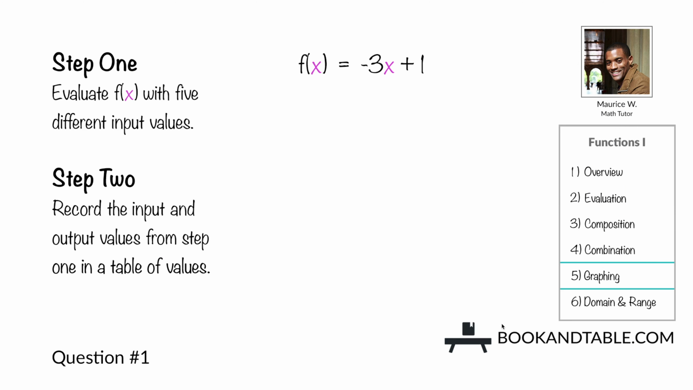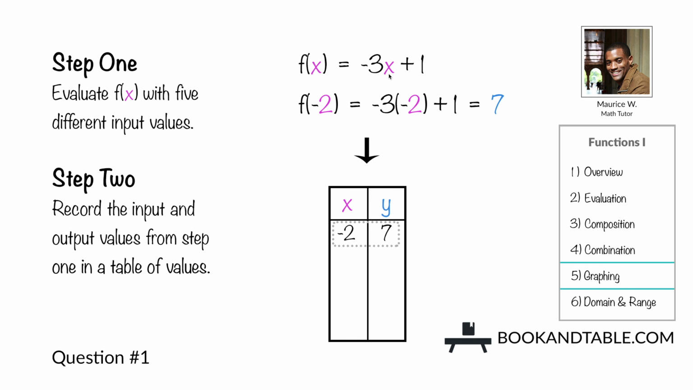Question number 1, step 1, evaluate f of x with 5 different input values. So we were given f of x is equal to -3x plus 1. So we are going to plug in -2, -1, 0, 1, and 2 for our x's and record the resulting y's. So f of -2 is equal to -3 times negative 2, which is 6, plus 1 would give us 7. So we want to record the input, negative 2, and the output value, positive 7, in a table of values here. So we have negative 2, 7.